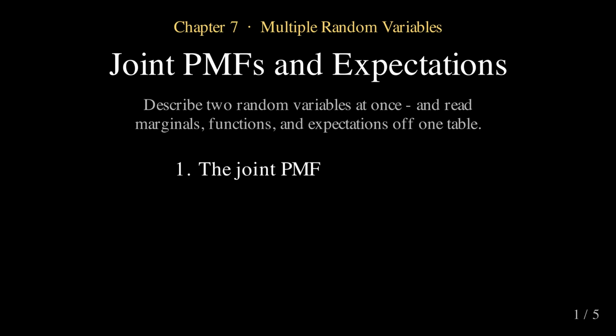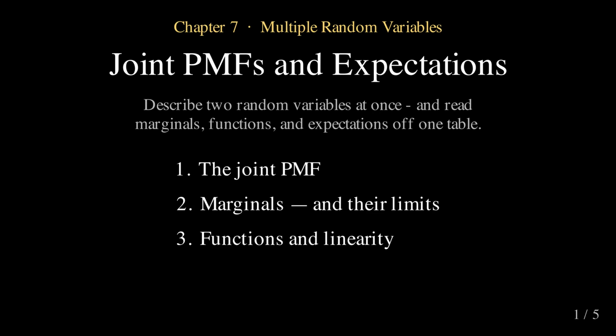In this video, we meet the object that describes a pair completely, the joint probability mass function, best pictured as a table of masses. Learn to recover each variable's own PMF by summing the table out, and see why the margins alone can never tell the whole story. And then push functions and expectations through the pair, ending at one of the most useful facts in probability.